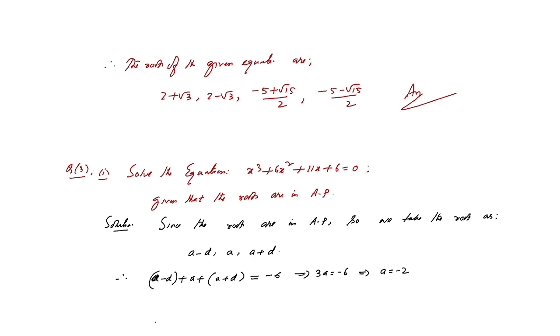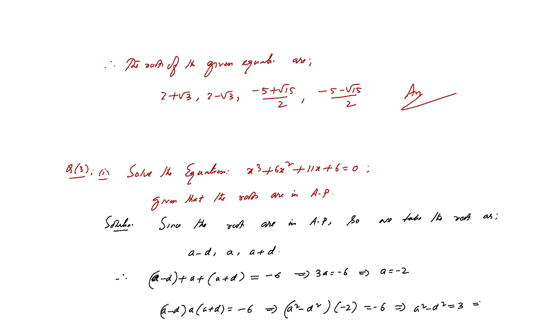And again you can write alpha, beta, gamma, that means a minus d, a into a plus d, that will be c by a, so that will be minus c by a, so minus 6. You just put the value here, so a square minus d square into minus 2 equals minus 6, and that implies a square minus d square equals 3.